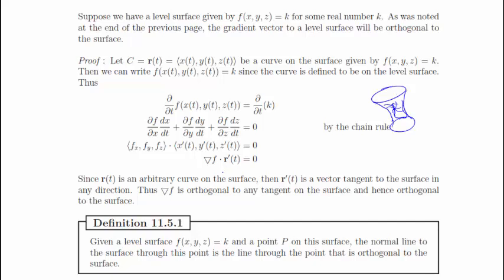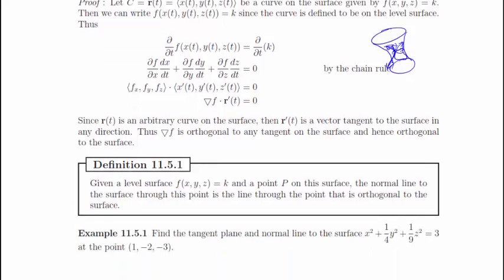So this vector r prime of t dotted with our gradient vector has to equal 0, but since r prime of t is any vector, the only way that we can guarantee that the dot product with this gradient is 0 is when the gradient vector is orthogonal to every tangent on the surface. So the only way for a gradient vector to be orthogonal to every tangent vector from a given point on the surface is if it is orthogonal to every one of those, which is at 90 degrees to the surface itself. Okay, so that's our proof.